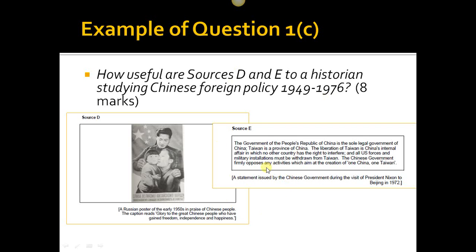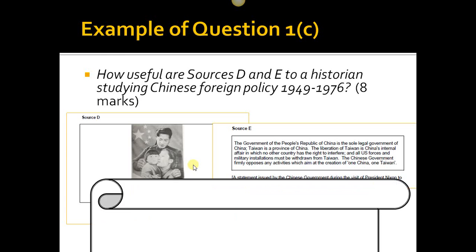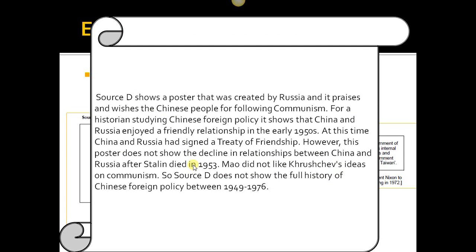Now, if we look at the relationships between different countries, well, let's have a look at my answer, and I can go into what I've written and how this really is not as difficult as it looks. Okay. So source D shows a poster that was created by Russia, and it praises and wishes the Chinese people well for following communism. For a historian studying Chinese foreign policy, it shows that China and Russia enjoyed a friendly relationship in the early 1950s. At this time, China and Russia had signed a treaty of friendship.